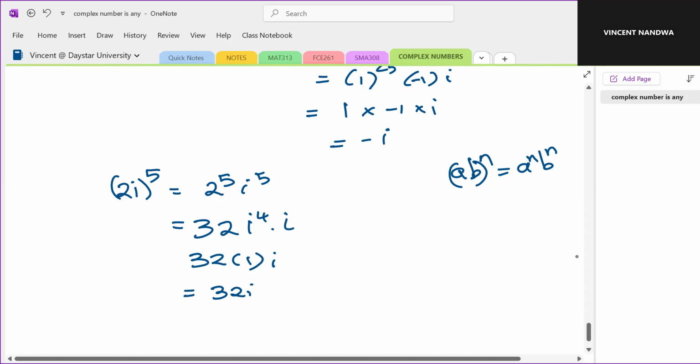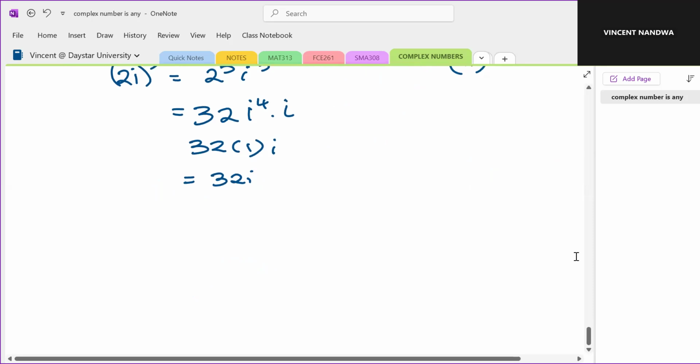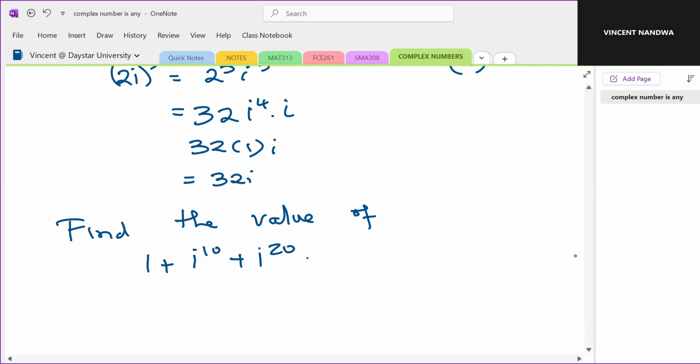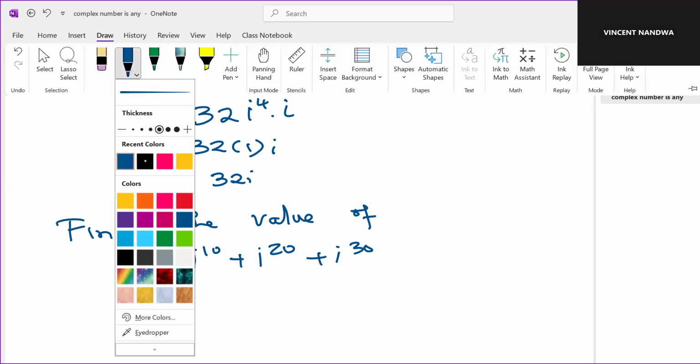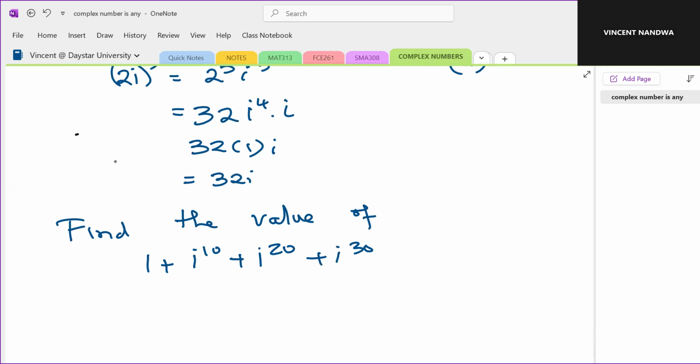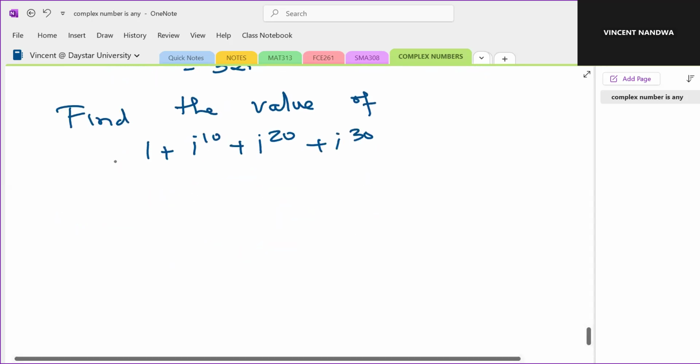And then another example involving simplification of powers of i. It can be this: find the value of the expression 1 plus i power 10 plus i power 20 plus i power 30. So the beauty with these powers is that all of them are even numbers, and you know that i squared is minus 1.